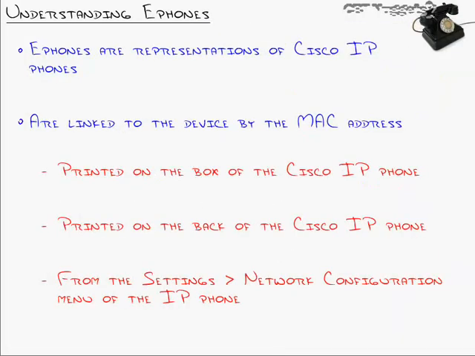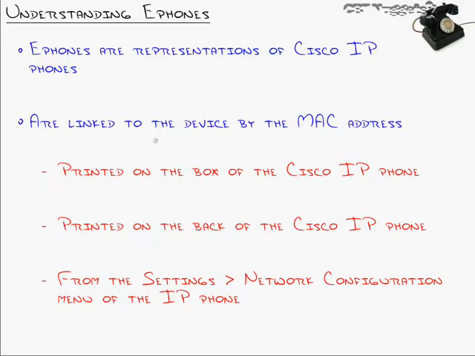Now that we've got the EPHONE-DN set up, we can look at the ePhones themselves, the representations of the Cisco IP phones on the CME router. This is going to be the configuration where we can apply it to the phone itself. Now, anytime you configure an ePhone, it is linked to the device by its MAC address. There are 3 places that you can get that MAC address.